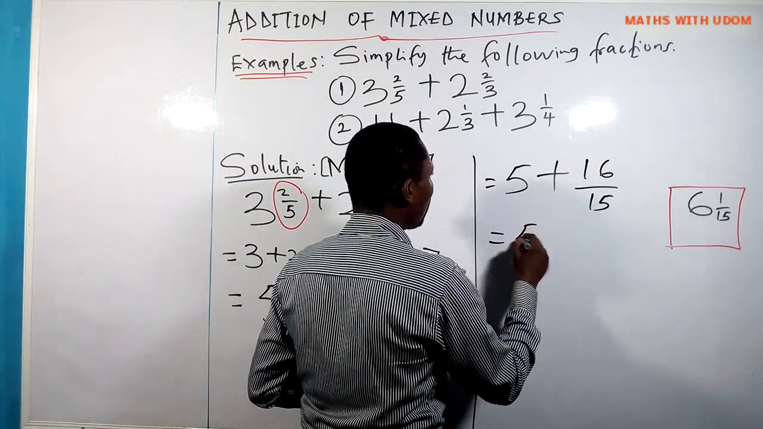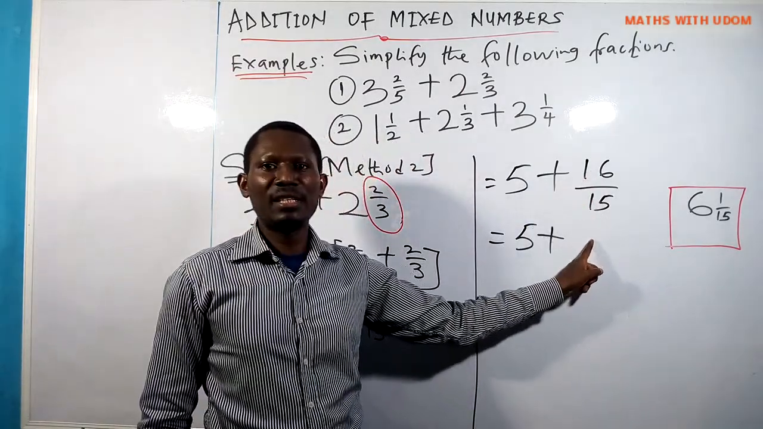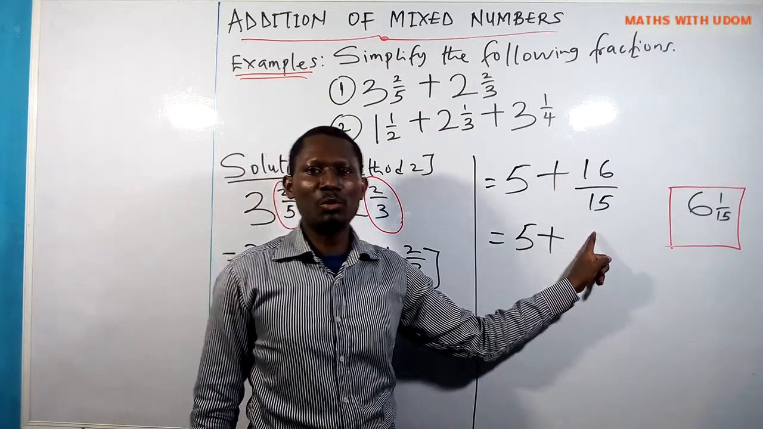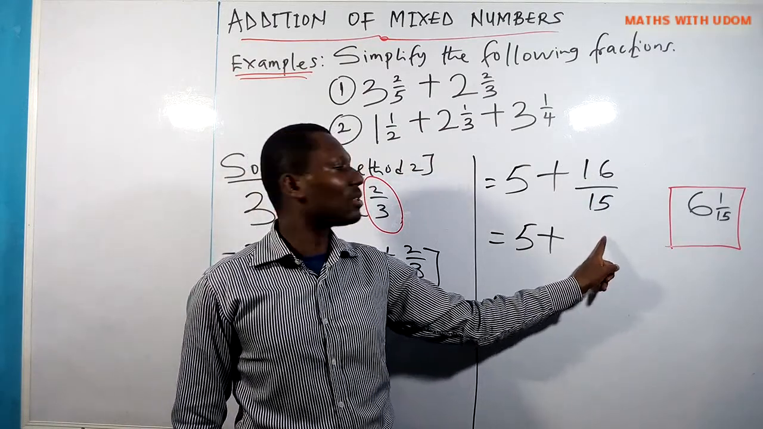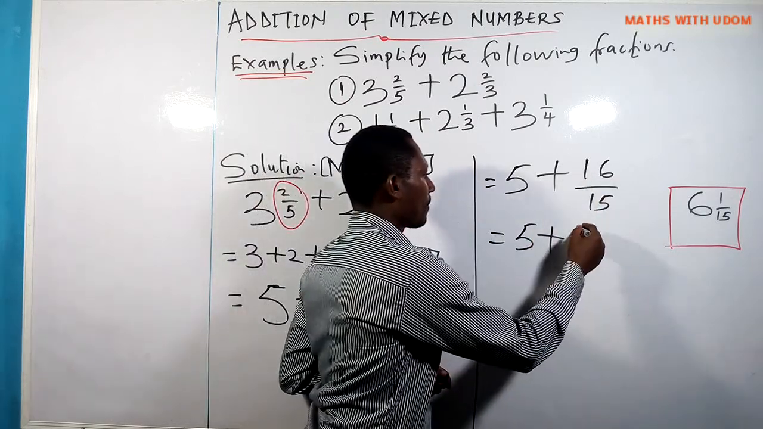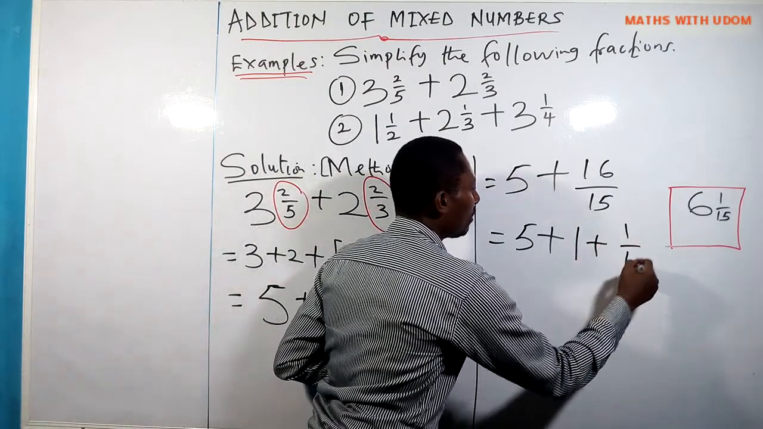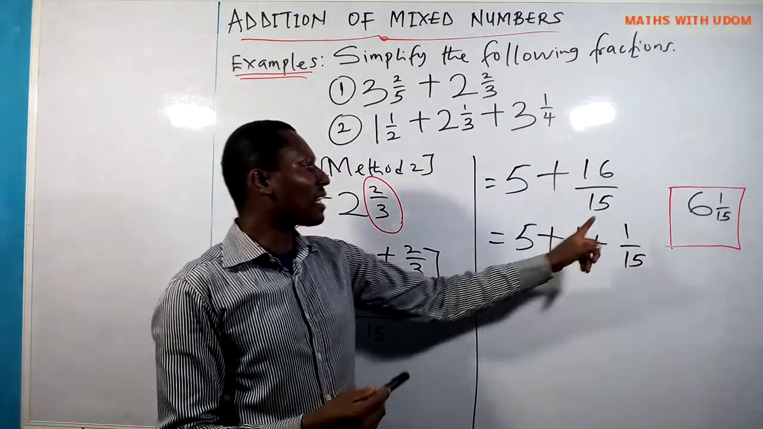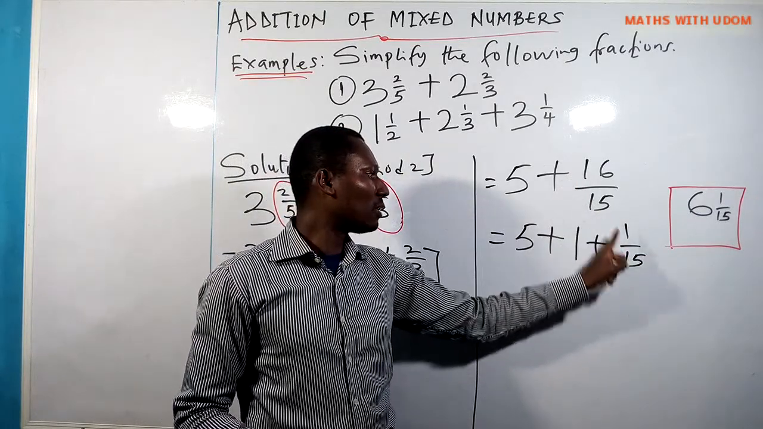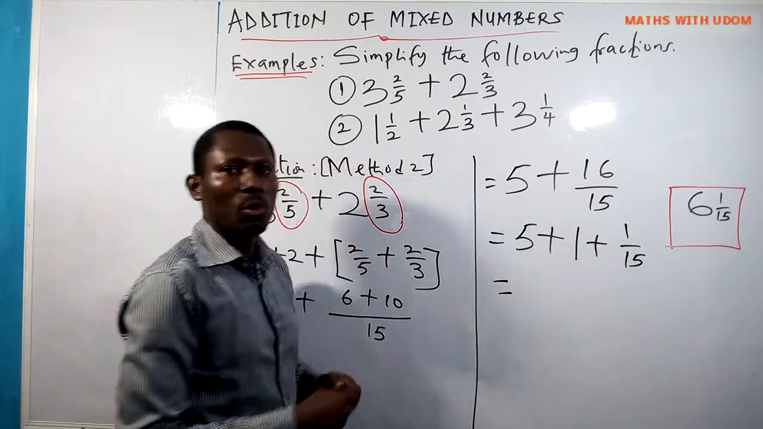So what do we have? 5 plus. Now, 16 over 15 is an improper fraction. So what do we do? We convert it to a mixed fraction. So how many times can 15 go in 16? 1. Plus 1 over 15. That is, 15 can go in 16 only one time. It will remain 1 over our denominator.